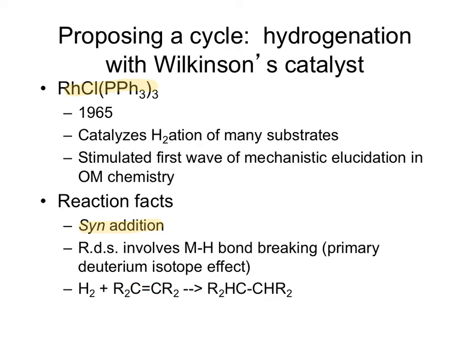It's not obvious in this simple chemical reaction, but if this was a prochiral olefin, what that means is once you've hydrogenated it, it becomes a chiral alkane, that those hydrogens both add to the same side of the CC double bond, and you can make a chiral alkane that way. The rate determining step of this reaction involves metal hydrogen bond breaking. It's a primary deuterium isotope effect.